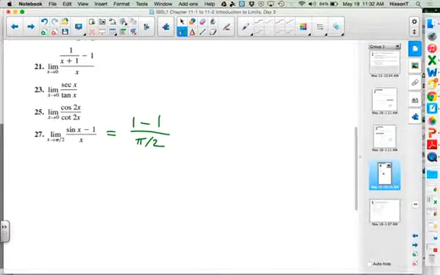Is this our indeterminate form? No. This is a direct substitution one.